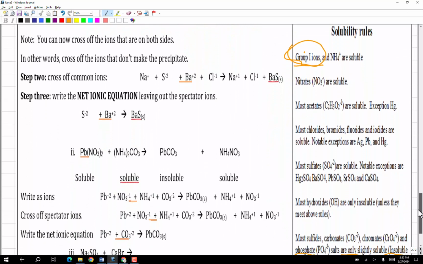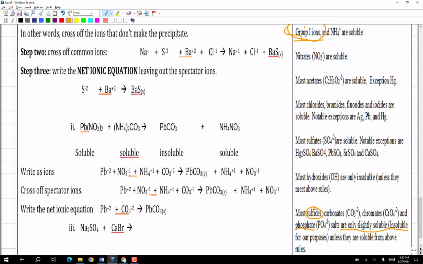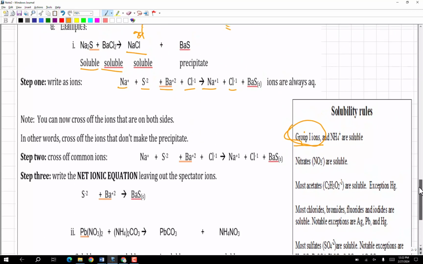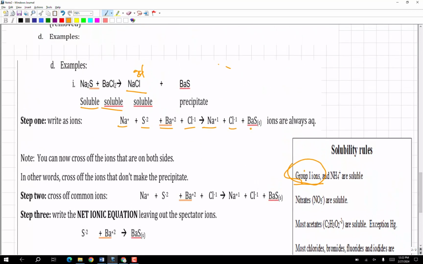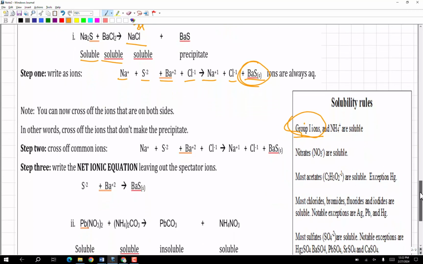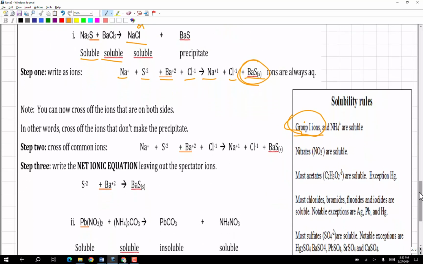BaS, barium is not a group 1, so I need to look for a sulfide rule. Here's sulfide, which is S negative 2. They're insoluble. So if it's insoluble, that means I put it as a solid and I write it together. We swim together. Okay, so now what I do is I cross off the ions that are on both sides. So all I have left is this. Okay, here's my answer.